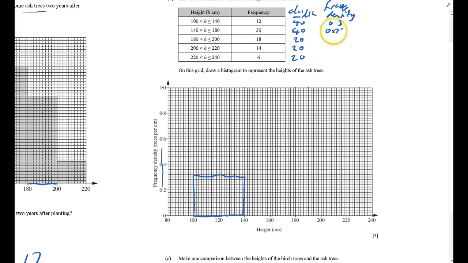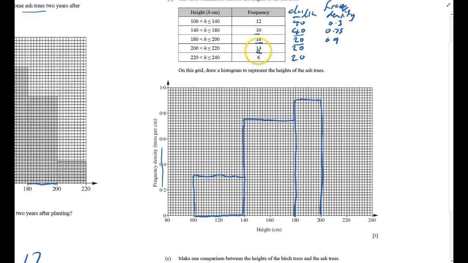Because I've got to do the height is the frequency, 30 divided by the class width. So 0.75 between 140 and 180, so take this one all the way up, 0.75 and across to 180 and down again, should be using a ruler. Next one, 18 divided by 20, that will be 0.9 between 180 and 200, so it's got to go up to 0.9, and across to 200. Again, should be done with the ruler.